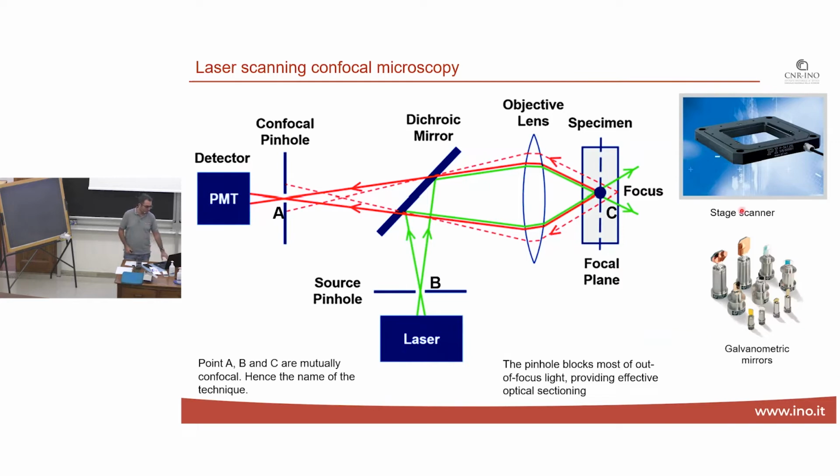So it's a simple system, but it's a point-by-point system. So you have to scan this point on the sample. So you need, for example, galvanometric mirrors. These are mirrors that you can scan quickly on the surface of the sample.